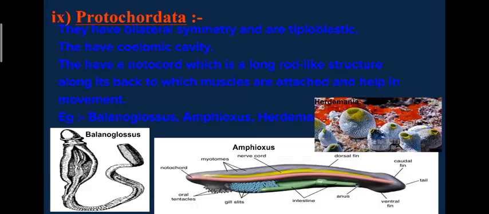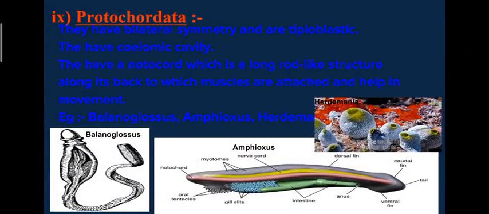Let us go to our next phylum, that is Protochordata. Protochordata, these are the connecting link between non-chordates and the chordates. Now, why these are called Protochordata? Proto means earlier, and chordata means presence of notochord. Notochord is a rod-like structure which is derived from mesoderm. Along with its back, the muscles are attached which help in the movement. It also helps in protection. Now, in any stage of life, if notochord is present, the organism is called as chordata.